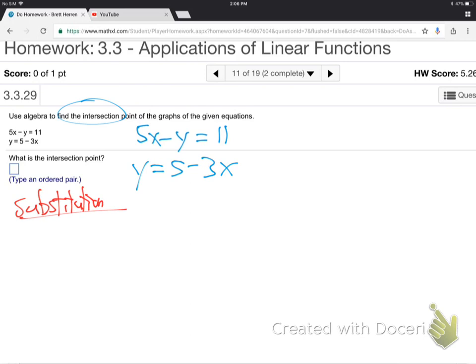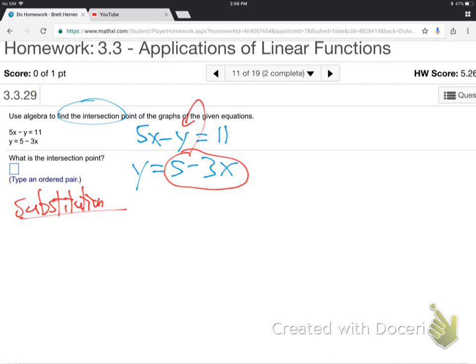And that means, see how the second equation already has y alone? This one's real convenient for substitution. It's already got y alone. So that means y equals 5 minus 3x. So that means wherever I see y, I can replace the y with 5 minus 3x because y is equal to 5 minus 3x. It's the same as 5 minus 3x. So that means right there.